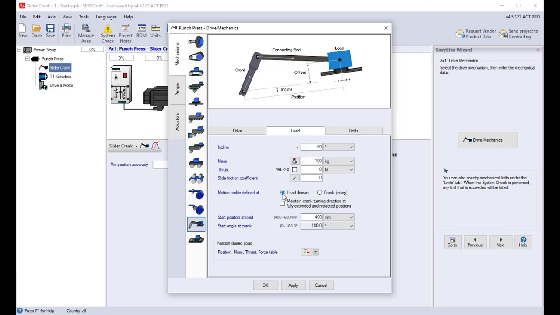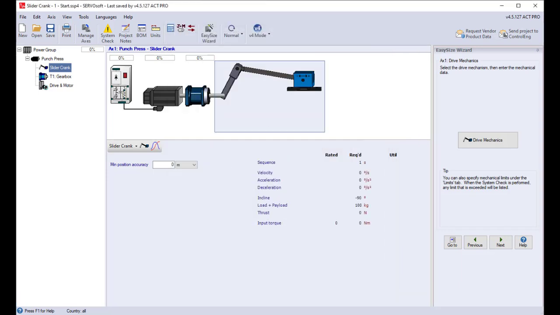Because of the geometry of our mechanism, the linear position range is limited to the fully retracted and extended positions, which in this case is between 400 and 600 millimeters. Note that the linear position is defined from the crank pin. For this application, I will select the motion profile at the crank, which is a rotary motion profile. The start position is 180 degrees, which places the load in the up position at the start of the sequence. I will click OK to accept these inputs.